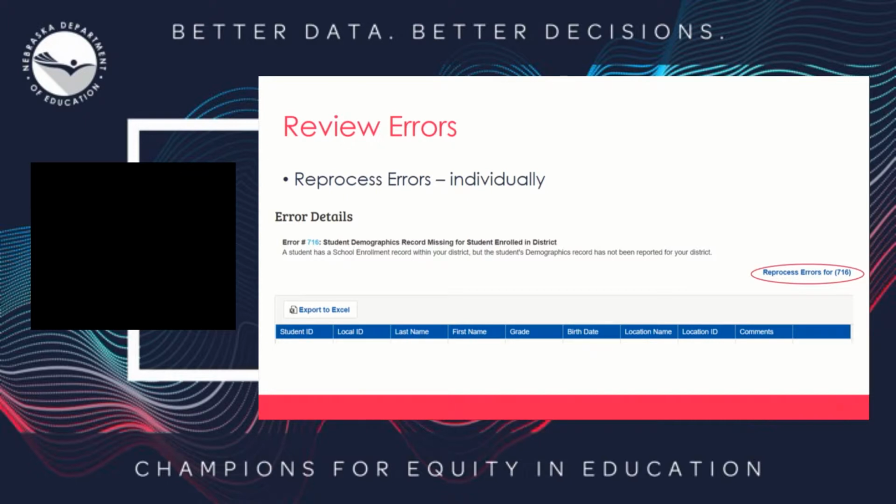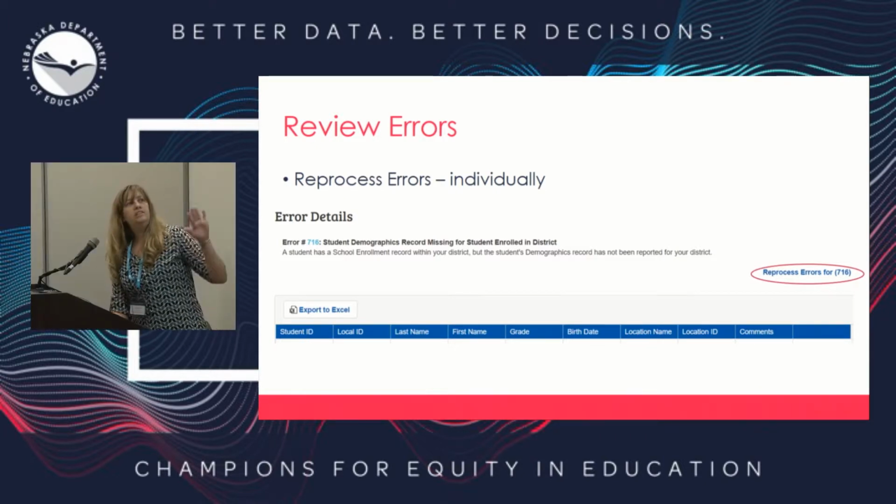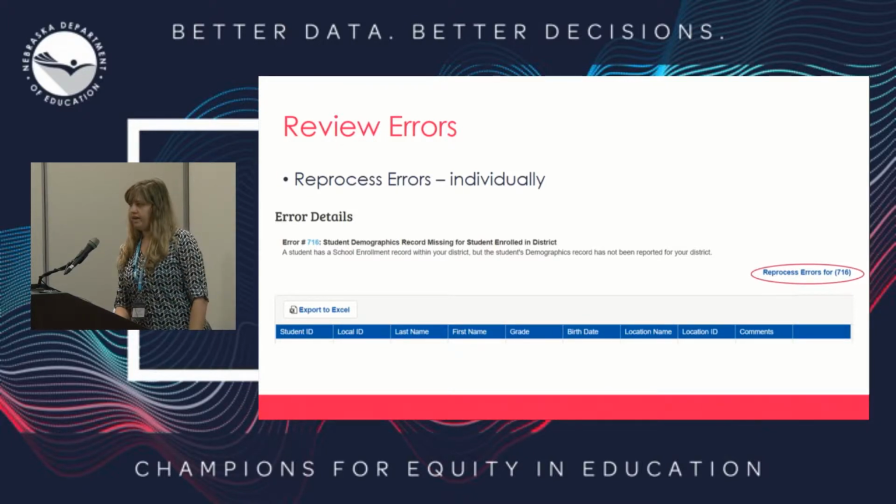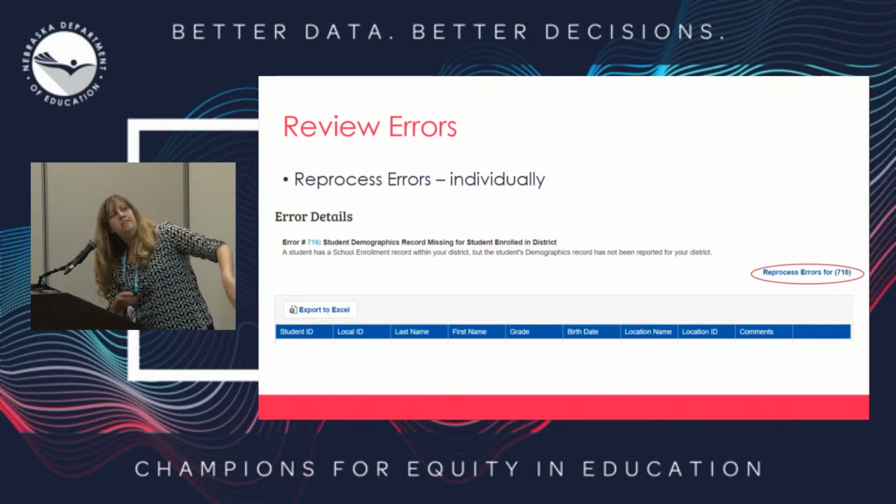So a new feature that just came out recently is reprocessing the error individually. This is really helpful if you don't want to do everything, because it takes a little bit of time for the error to reprocess. So let's say you just have this one error and you just want to reprocess this error because you made an update to your SIS and now you want to see if that update came through to Advisor. You click on that reprocess errors button and it's just going to reprocess the one.